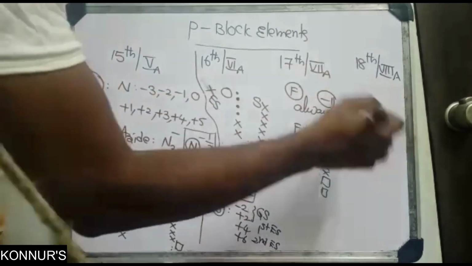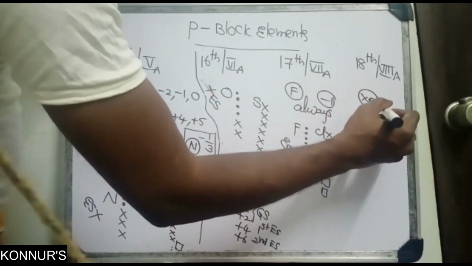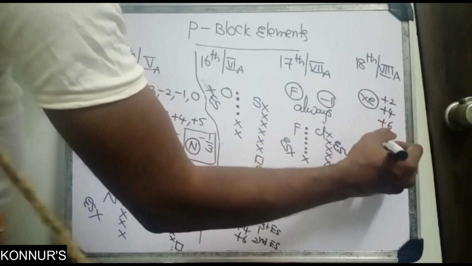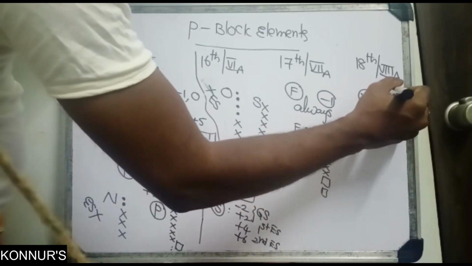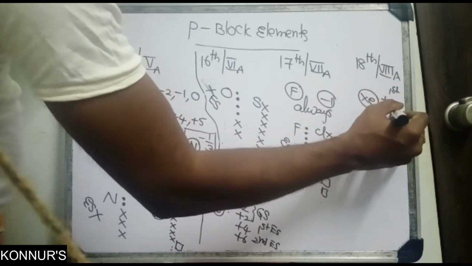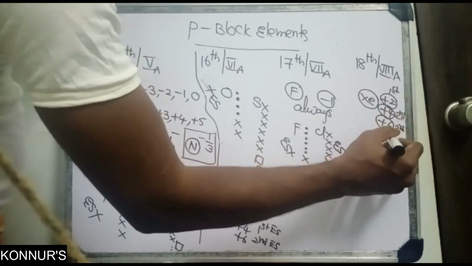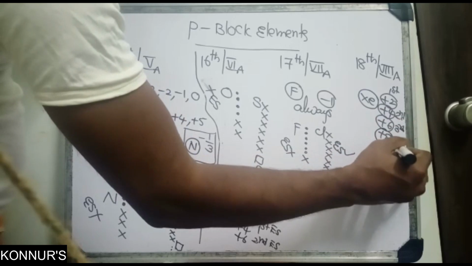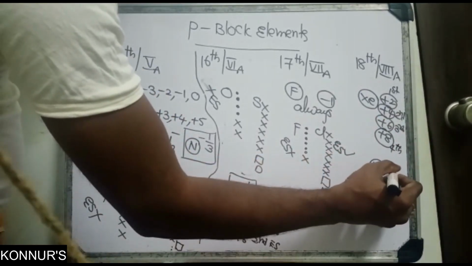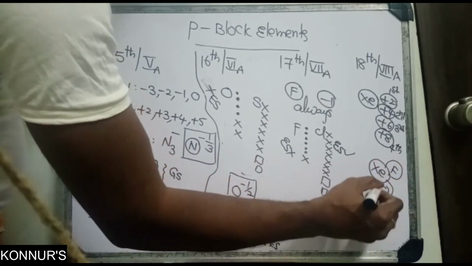Next, in 18th group, xenon only forms compounds. That's why you can write for xenon +2, +4, +6, +8. So this is first excited state. Four means second excited state. Plus 6 means third excited state, and +8 fourth excited state. So xenon also forms compounds only with fluorine and oxygen.